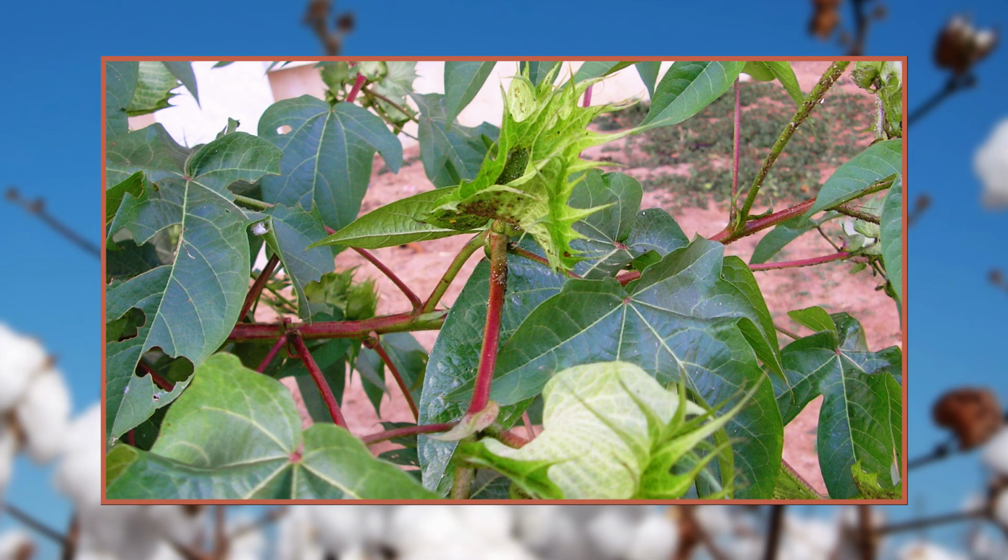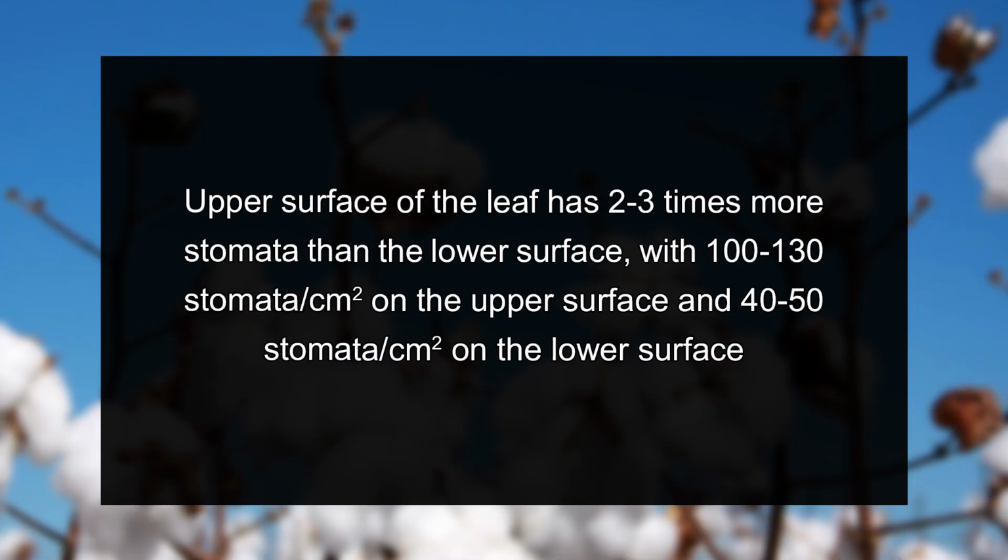Gossypium barbadense has the biggest leaves among the cultivated species. A full-grown leaf is 12 to 15 cm in length and width. The leaf color in the cotton plants may be various shades of green or dark red. The upper surface of the leaf has 2 to 3 times more stomata than the lower surface, with 100 to 130 stomata per centimeter square on the upper surface and 40 to 50 stomata per centimeter square on the lower surface. Leaves may have nectary on the underside of the main rib, or they may be without nectaries.